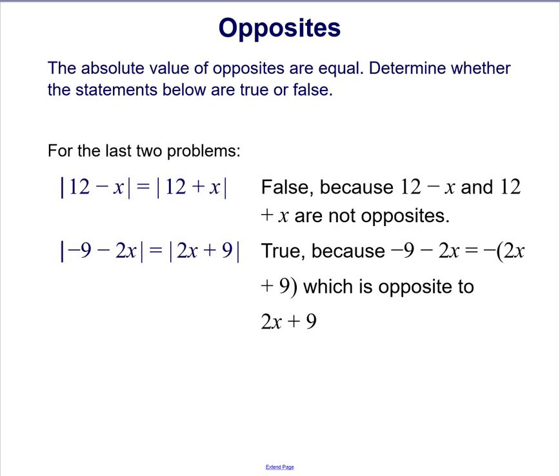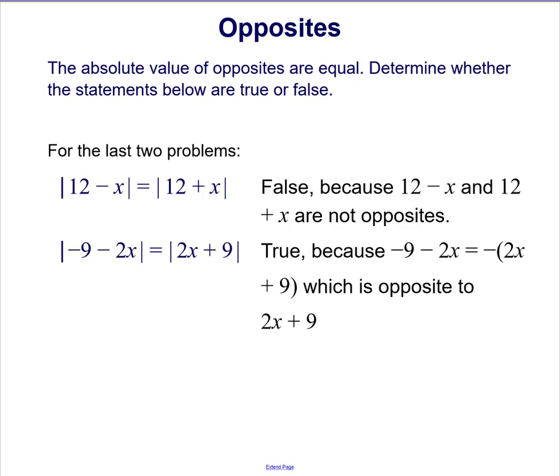Next, we have the last 2 problems. The absolute value of 12 minus x and the absolute value of 12 plus x are not equal, so that is a false statement, because 12 minus x and 12 plus x are not opposites. Therefore, the absolute values are not equal. But the absolute value of -9 minus 2x is equal to the absolute value of 2x plus 9. That is a true statement.